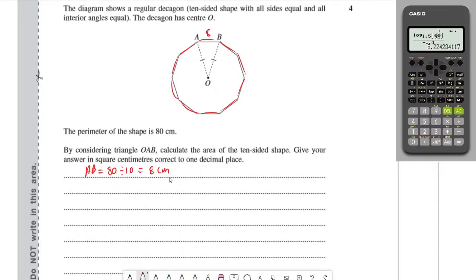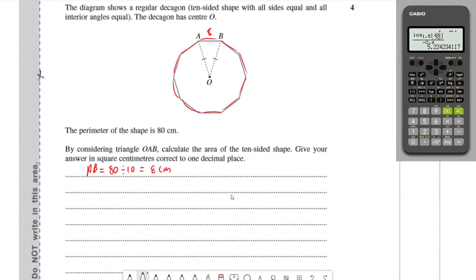By considering triangle OAB, calculate the area of the 10-sided shape. Give your answer in square centimeters correct to 1 decimal place. So, if you have a look at this, this length here and this length here are going to be the same. We know that this length here is going to be 8. We know that this angle in here is going to be 360 divided by 10, so theta is equal to 36 degrees. Not Celsius this time, like the last question. Don't get confused.